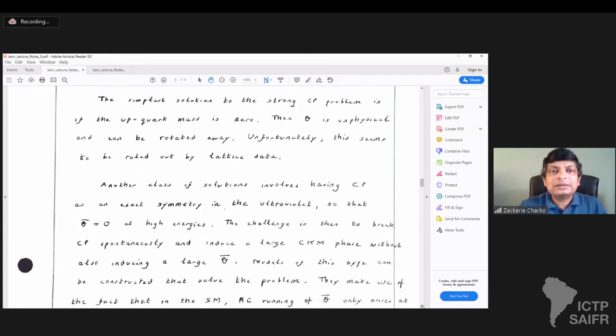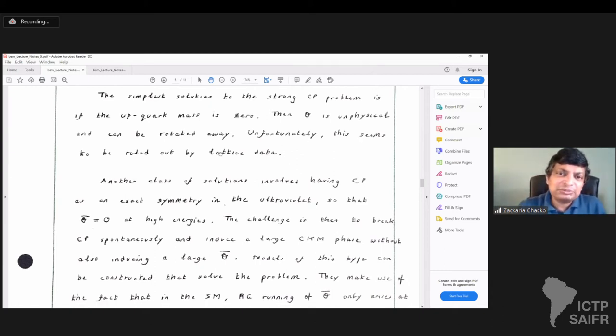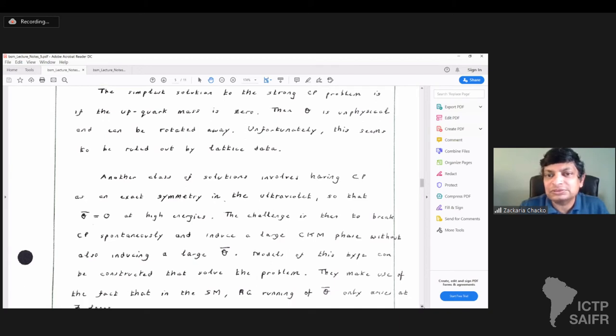All right. So the simplest solution to the strong CP problem is if the up quark mass is zero. Okay. Then as I said, theta is unphysical and can be rotated away, right? No strong CP problem. And this seems to be ruled out by lattice data. Okay. And there's still some argument going on, but I think most people agree that this is not how the world works. Okay, that's just not zero.